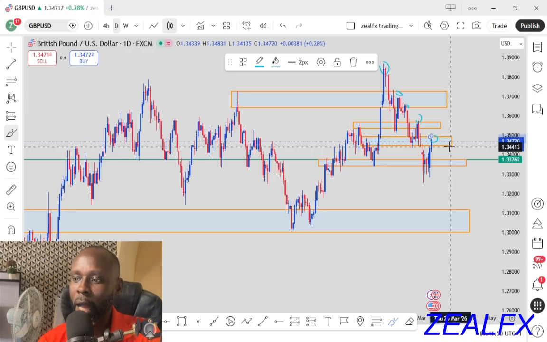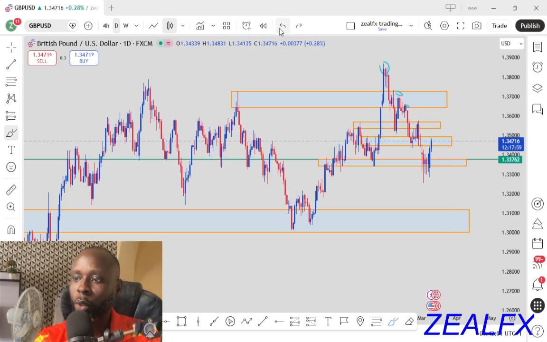After we know our trend direction, the next job is to look for the levels where we can take our trade. To do that, let's look at the levels we are to take our trade from on the GBP/USD.